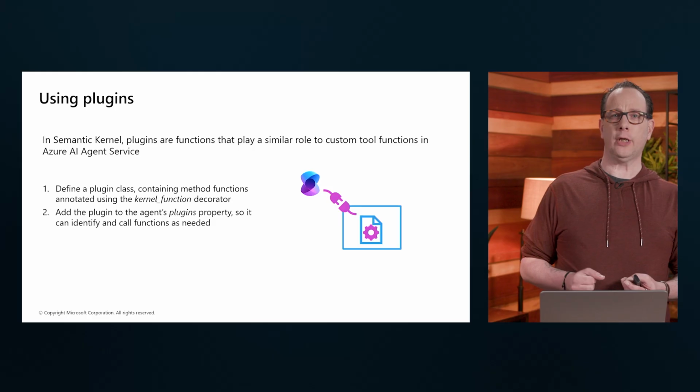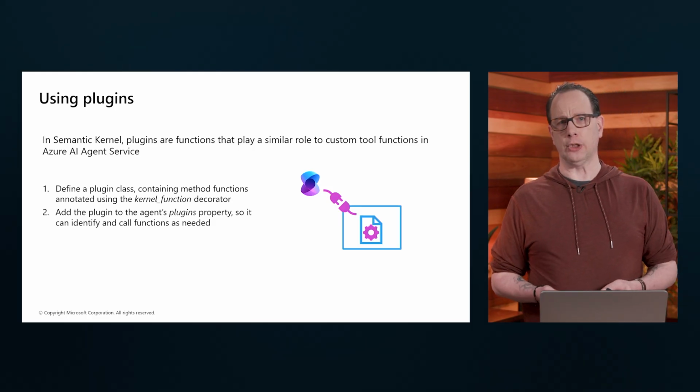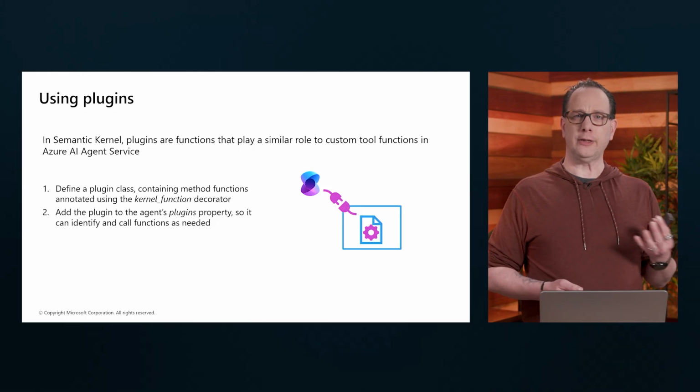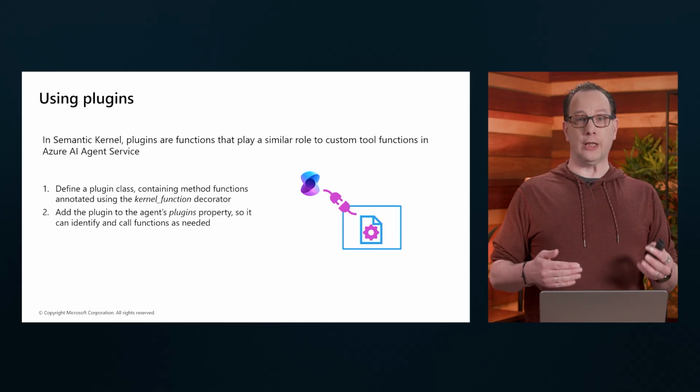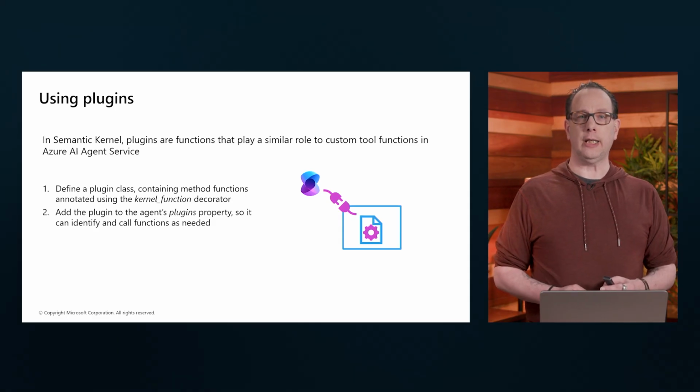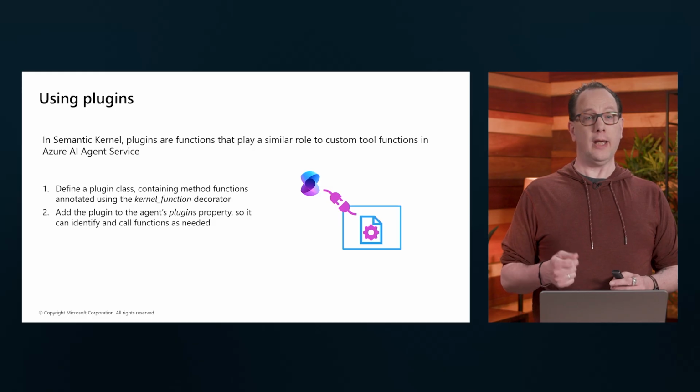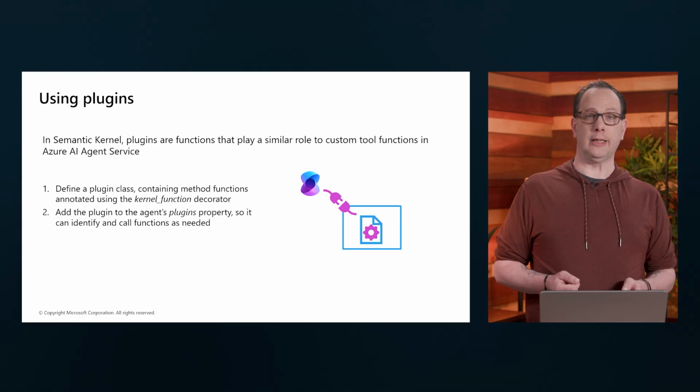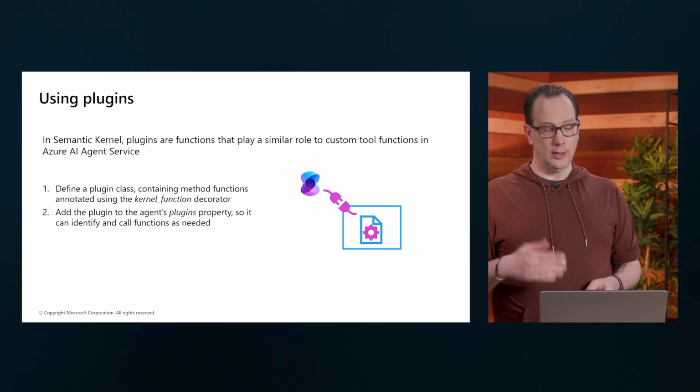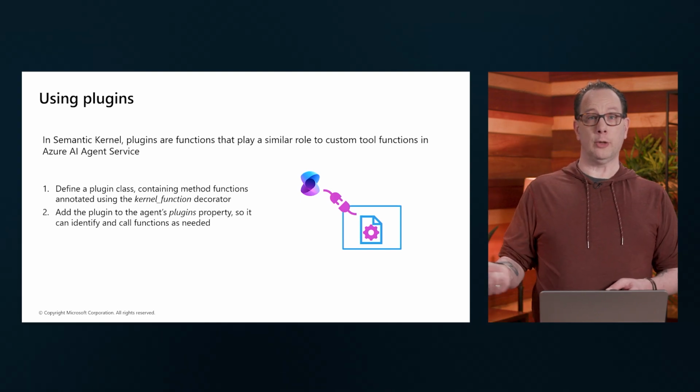From there, you're going to add the plugin to your agent. Once you define your plugin, you can add it to Azure AI Agent by creating a new instance of the plugin and adding it to the agent's plugin collection. And then from there, you're going to invoke the plugin function.